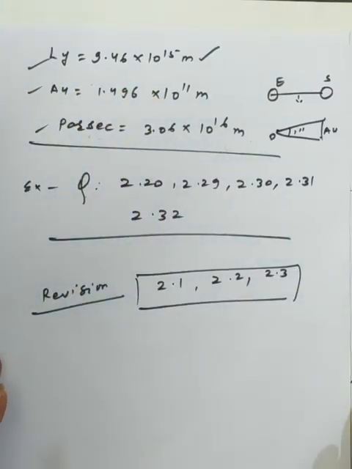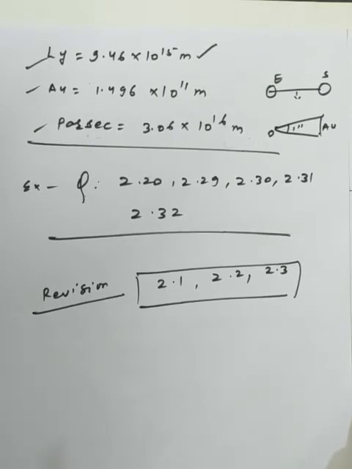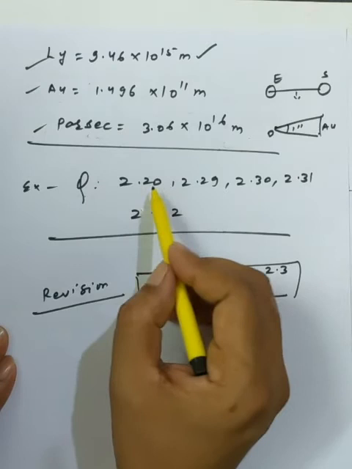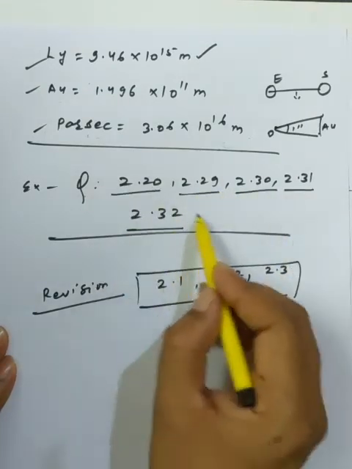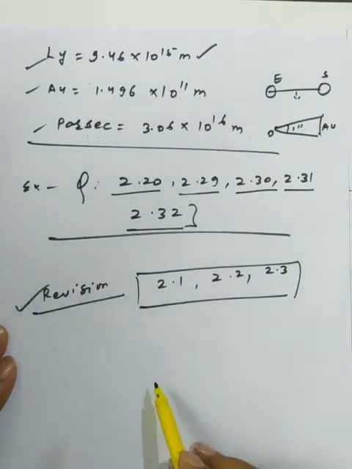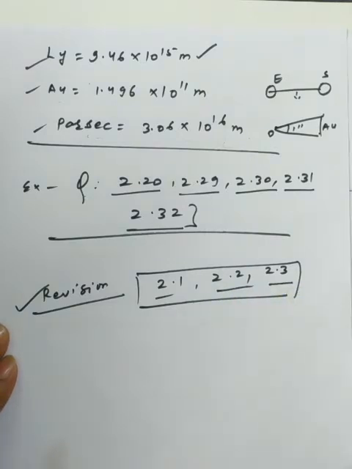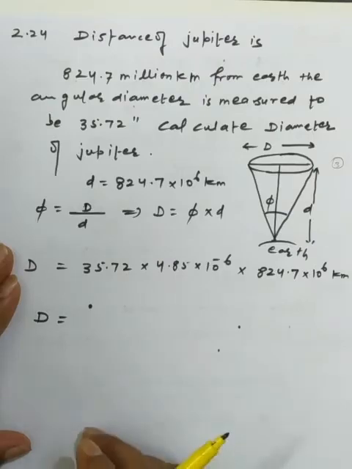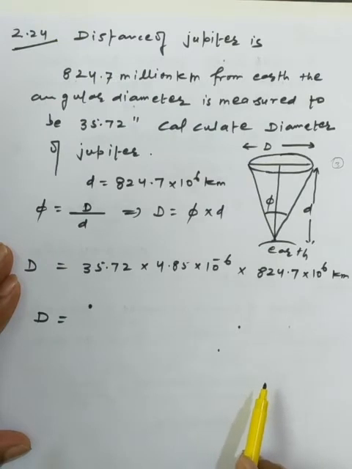So many problems we have on the basis of parallax and the measurement of larger distances. I am selecting the questions 2.20, 2.29, 2.30, 2.31, 2.32. These are based on the concept of parallax, and you can do the numericals 2.1, 2.2 and 2.3, which are solved in the NCERT book. Now I am starting with numerical number 2.24, which is also based on the concept of parallax.